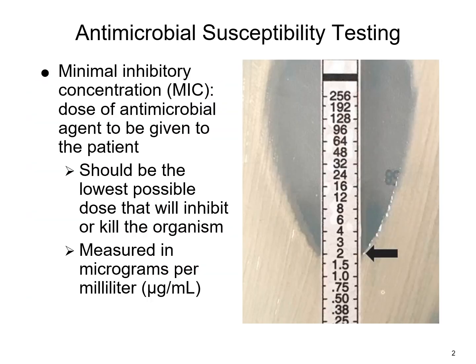To take that a little step further, we're looking at the minimal inhibitory concentration, the MIC, which is the lowest dose of antibiotic that you can give the patient that's going to be enough to actually kill off that organism. And we measure this in micrograms per milliliter.